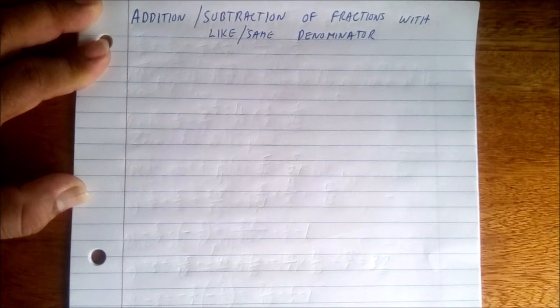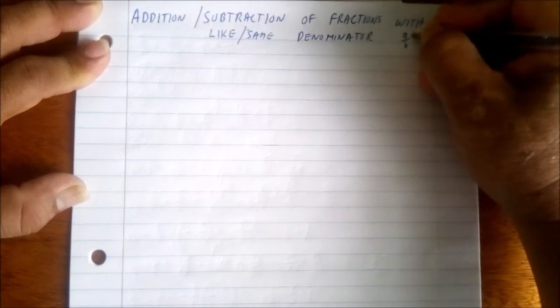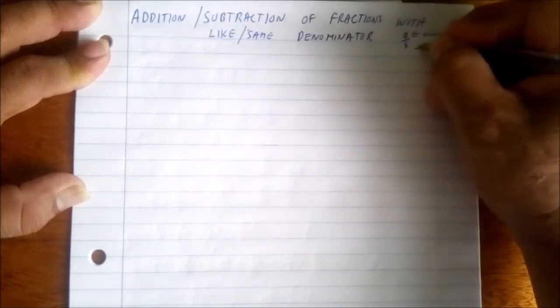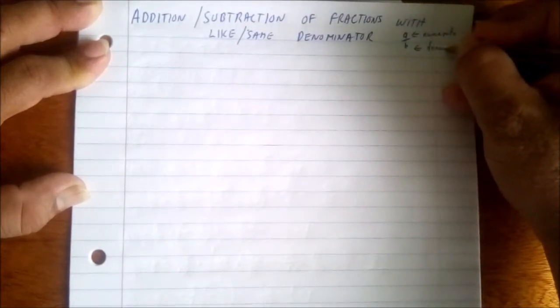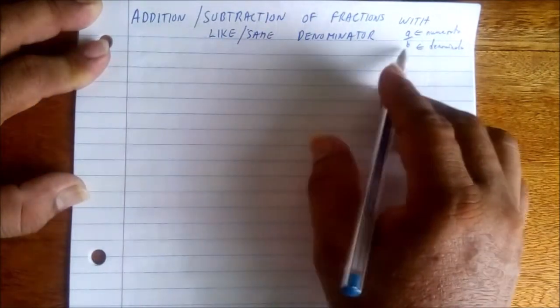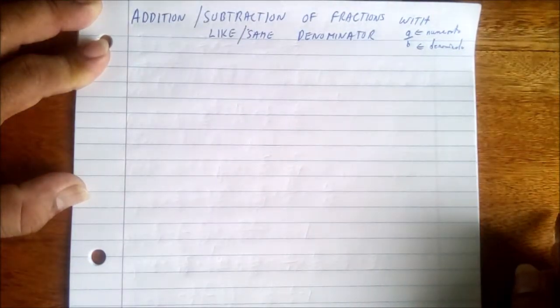Well, at this point we should be able to recall the parts of a fraction. We have, for example, a over b. The top is the numerator and the bottom is the denominator. So as the topic states, they must have like or same denominators, so the bottom value will need to be the same. Okay, so that's how we're going to be working this out.